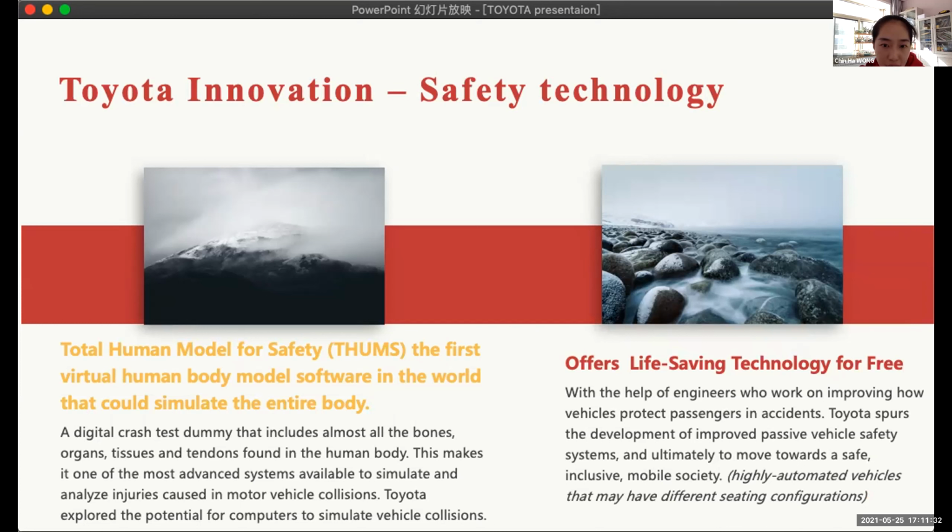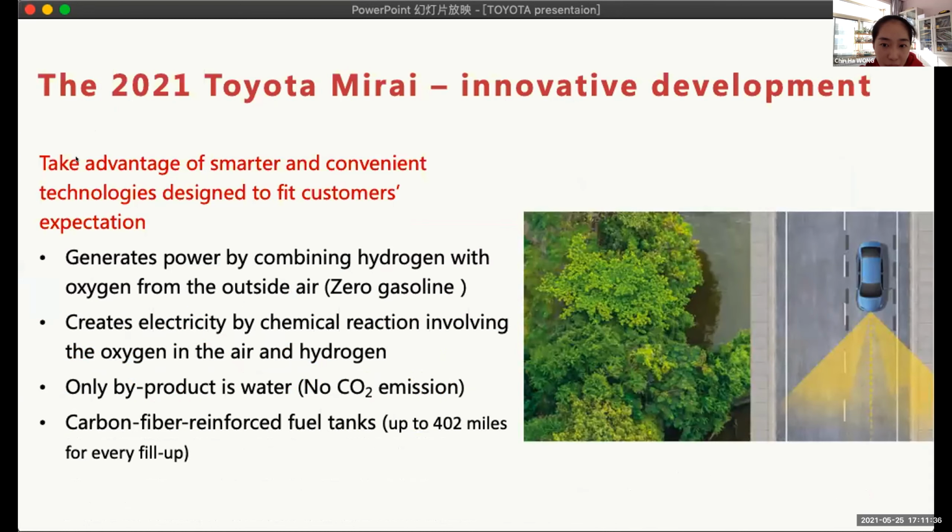Besides these innovations that have great social impact, what I want to mention is the brand new vehicle innovated by Toyota this year, which is called Mirai. The smart and convenient design makes it possible to refuel with hydrogen and oxygen in the air. With this chemical reaction, there is no need to consume gasoline and no carbon dioxide is produced, which is environmentally friendly to a large extent.